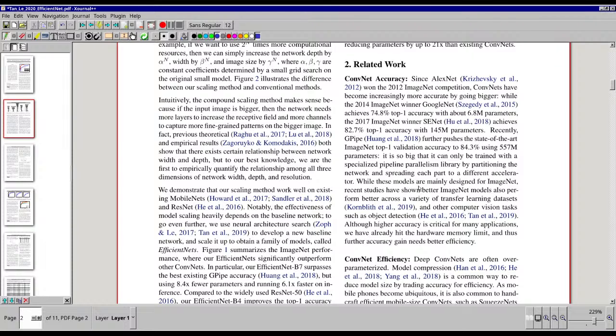While these models are mainly designed for ImageNet, recent studies have shown better ImageNet models also perform better across a variety of transfer learning datasets and other different tasks such as object detection. Although higher accuracy is critical for many applications, we have already hit the hardware memory limit, and thus further accuracy gain needs better efficiency.